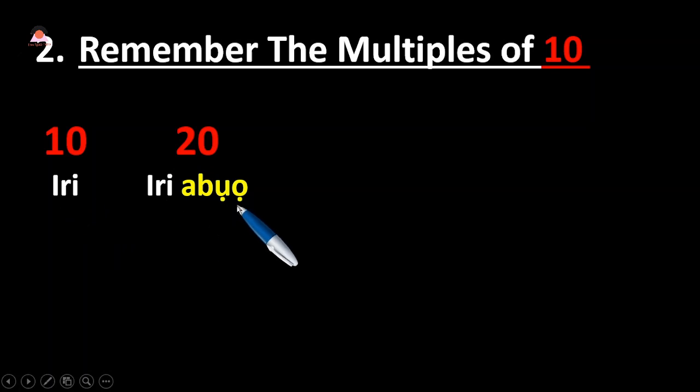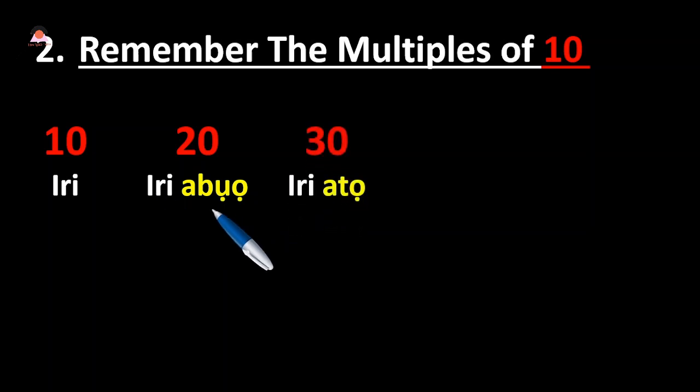20, Iri, Abuo. Now look at the Abuo in color yellow. This is 2, Abuo. You're going to just multiply. 2, 10 came in two places. That is 10 in two places, making 20, Iri, Abuo. The same pattern is what you're going to see as we move on. Iri will be repeated all the time.